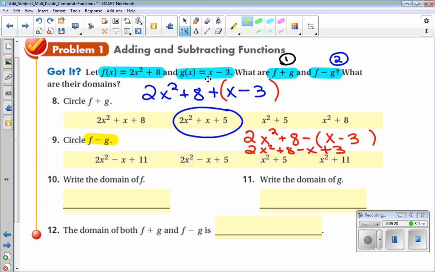So the only thing I can combine, again, are these two things. Those are the only like terms. So it's going to be 2x squared minus x plus 11. Very good. That would be f minus g. Okay? We good?